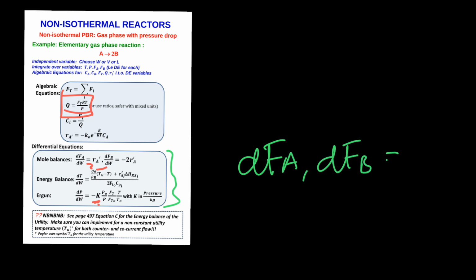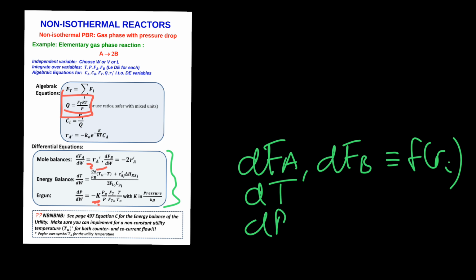So finally, for a gas phase reaction, in a packed bed reactor, where I will now have to consider frictional pressure losses, let's just look at the differential equations that we will need to solve in order to design or evaluate a specific reactor. So of course I have a differential equation for each of my molar flow rates, and these will be functions of my rates. Then I will have my energy balance, and I will have my Ergun equation to describe the pressure drop.